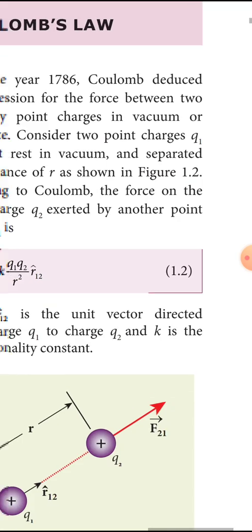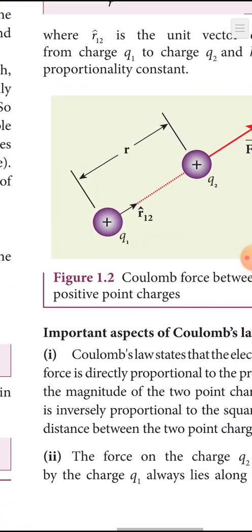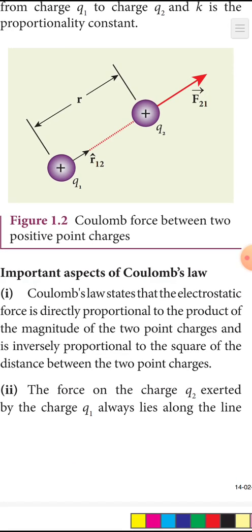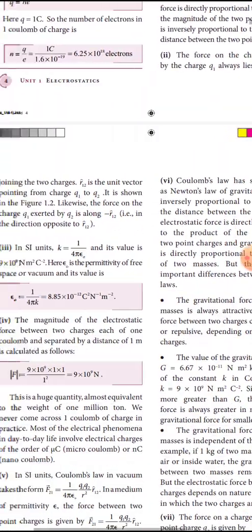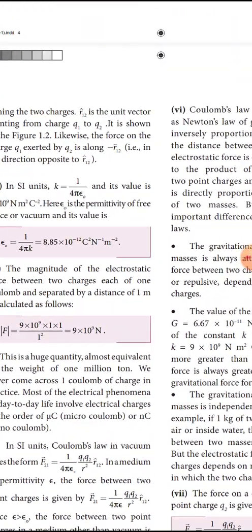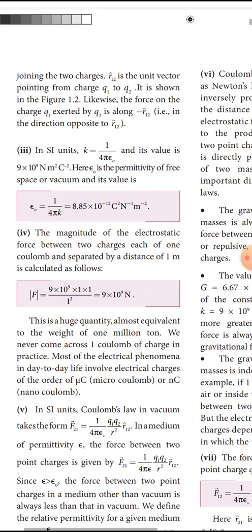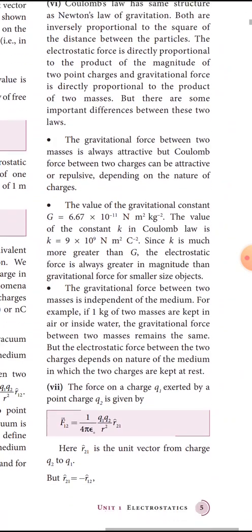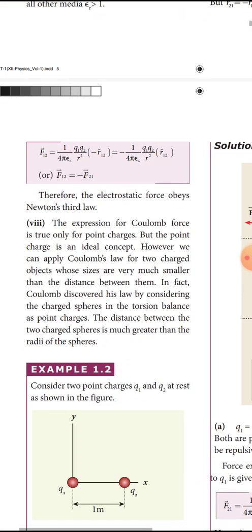And Coulomb's law. This is the statement: Coulomb's law states that the electrostatic force is directly proportional to the product of the magnitudes of the two point charges, and inversely proportional to the square of the distance between the two point charges. It is like the gravitational law. Next is the SI unit of permittivity, and you have to compare the electrostatic force and the gravitational force.